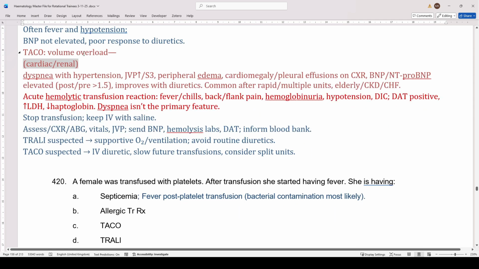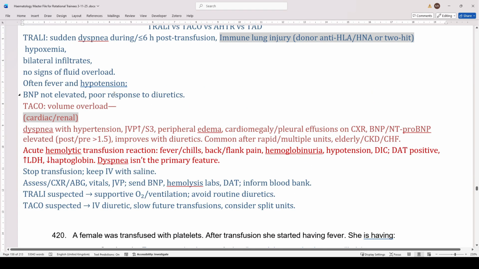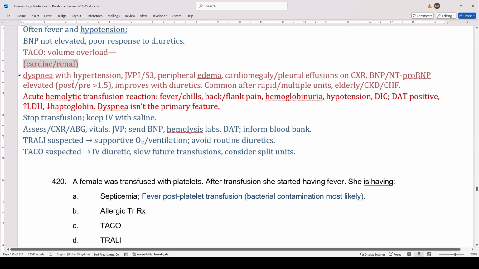Then there is TACO. In the case of TACO, the patient may be an elderly male or female with hypertension, some cardiac problems, or some renal problems. When we have given a second or third unit, the patient develops symptoms of dyspnea. As it is a circulatory overload, the patient will present with hypertension. Here we had hypotension and fever in TRALI; here there is no fever. The patient has dyspnea with hypertension because of the overload.